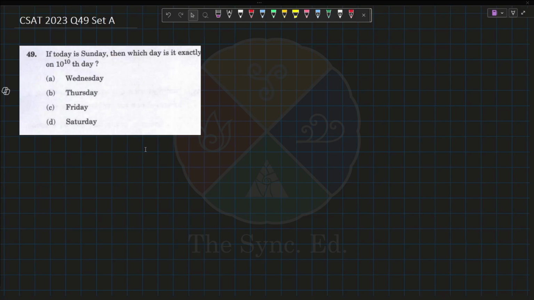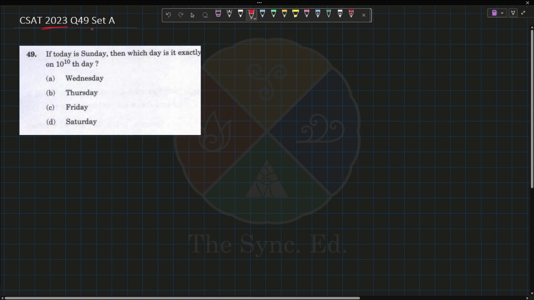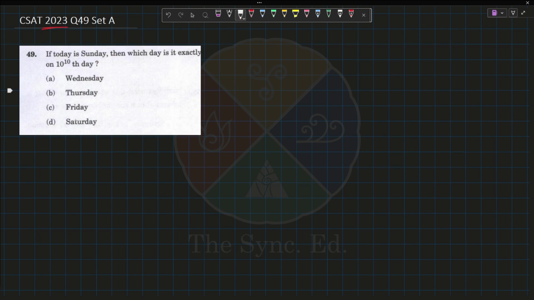So this is a question from 2023 CSAT. The question basically asks you which day is the 10 raised to 10th day. What you have to understand is that this is a mix of remainder theorem and calendars.